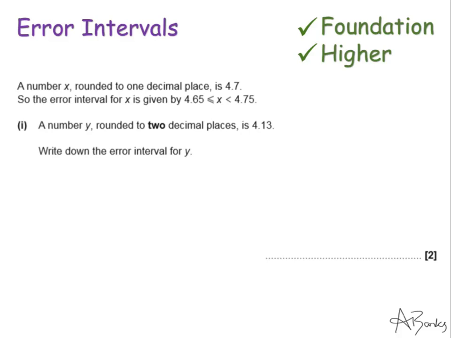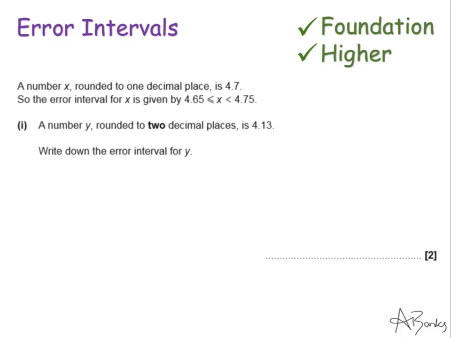Now what it means by this is that some number has been rounded to one decimal place and the number that is the answer is 4.7. It's basically asking you what are all the numbers that it could have possibly been. So the smallest number that it could have been is 4.65. Anything smaller than this would round down to 4.6 and 4.65 would round up to 4.7.